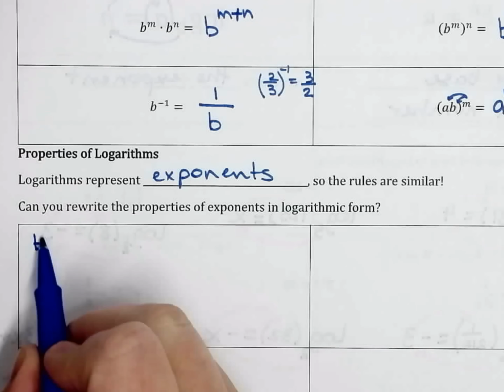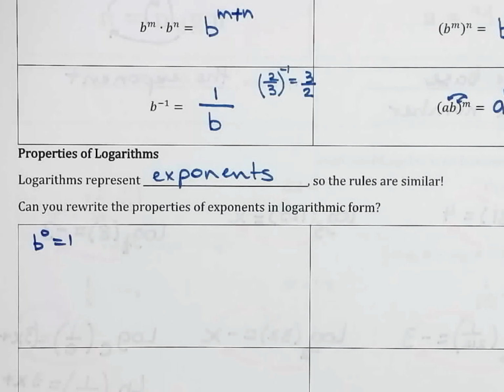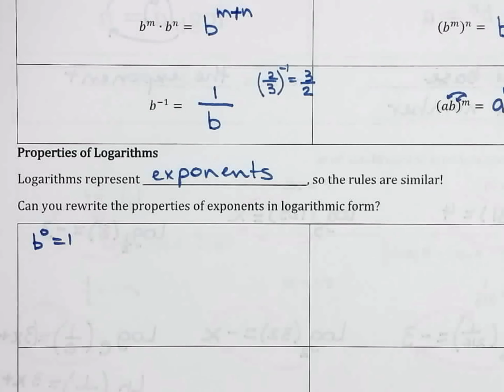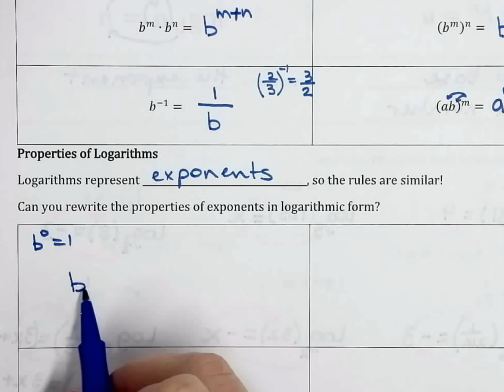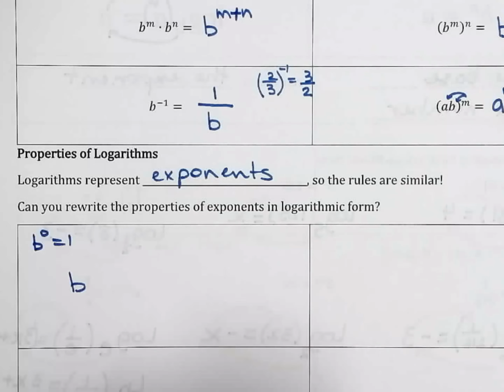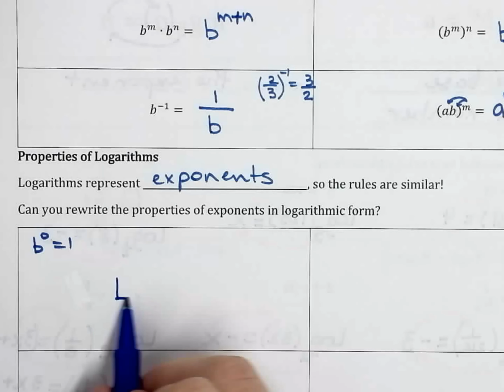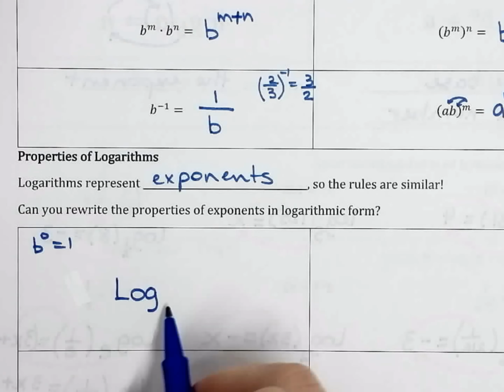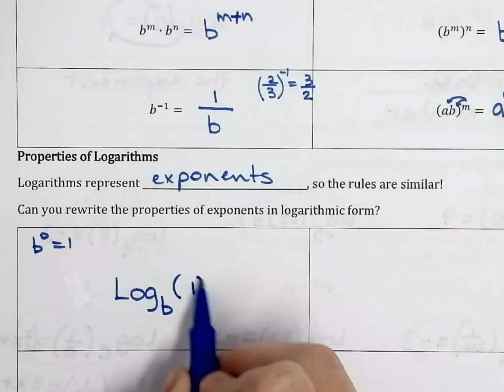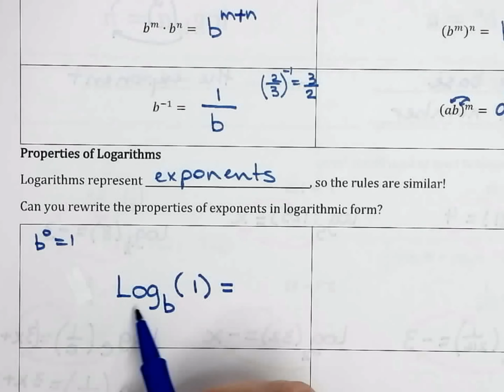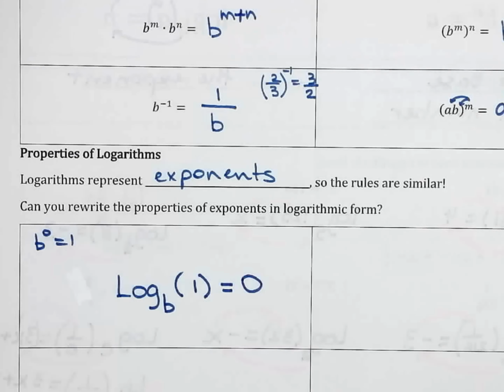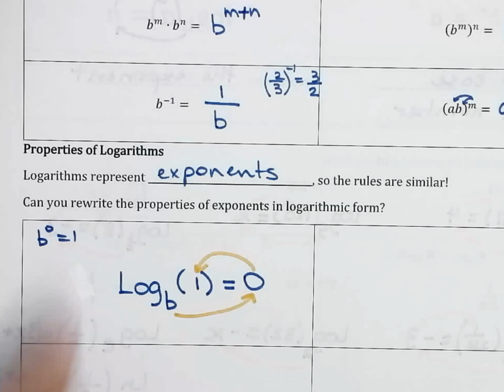So the first one, we had the power of 0, so everything raised to the power of 0 equals 1. And I also know the base is always the base. So if I were to change from exponent to log, I have log base b with the argument of 1. So log base b of 1 equals 0, because I know I can go backward and do b to the power of 0 equals 1. And that's that first property right there.